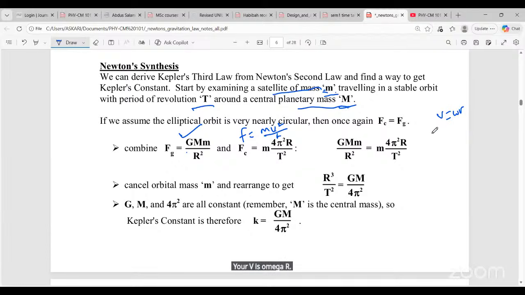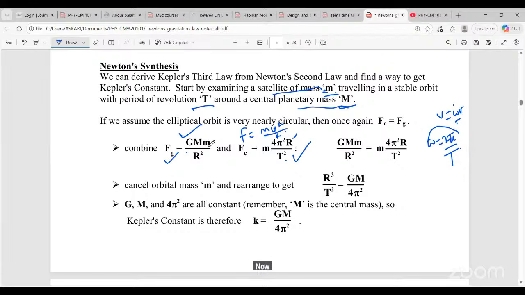And how do you get omega? Your omega is the angular velocity. So what is angular velocity in terms of T? Angular velocity is 2 pi over T. So if you now substitute this into mv squared over r, it gives you this, because the r is in the denominator, so it goes up while the rest comes down.